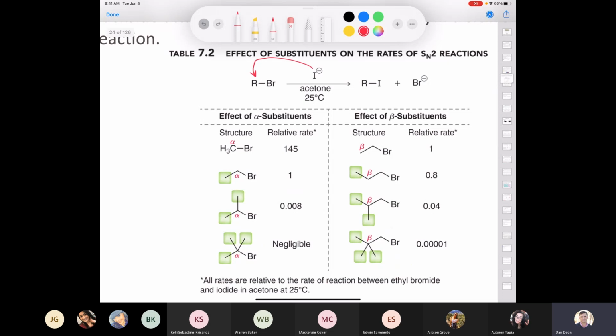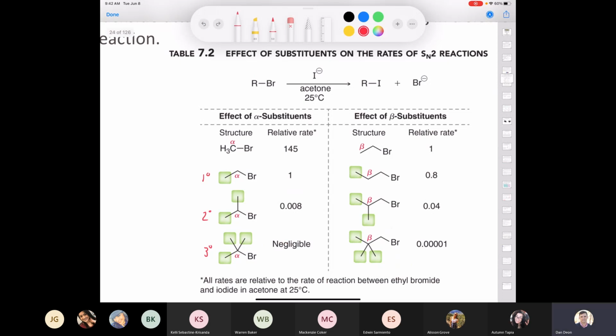SN2, bada boom, bada bing. Okay. Well, like we just said, as you go from a methyl to a primary, to a secondary, to a tertiary alkyl halide, right? This is primary, this is secondary, this is tertiary. You can see that the rate decreases dramatically. And then once you get to a tertiary, it doesn't even work. Okay, it doesn't work at all.